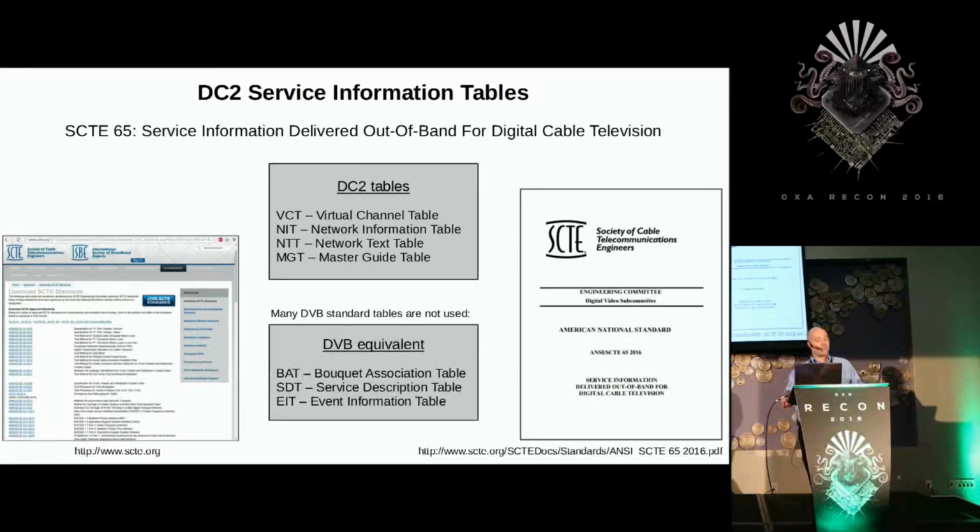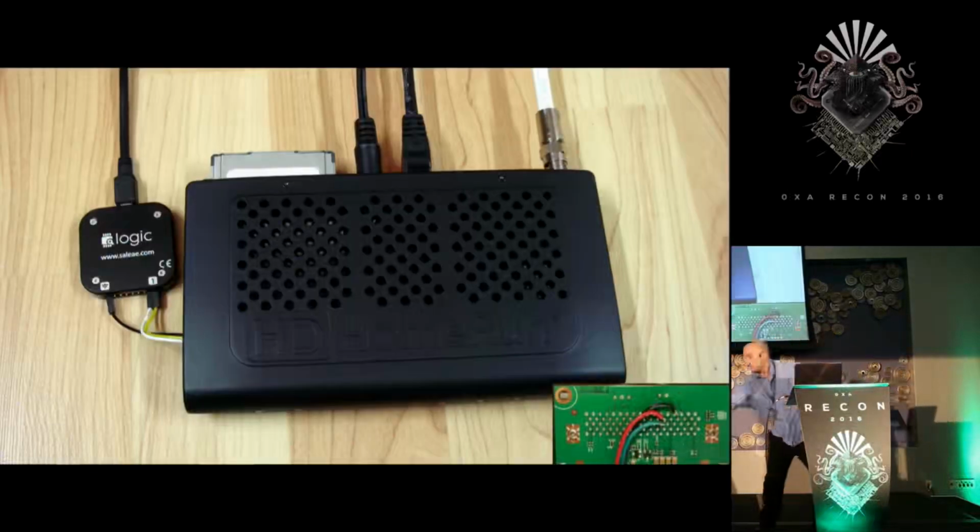Instead, there's a virtual channel table that maps transport streams and programs to channel numbers. And the electronic program guide is also not DVB standard. So you don't even get current and next program information in any kind of a standard format.